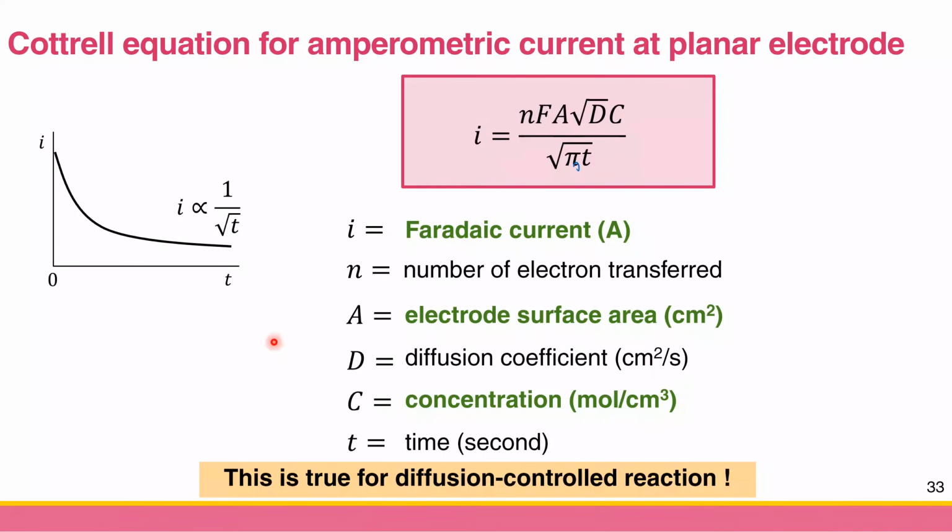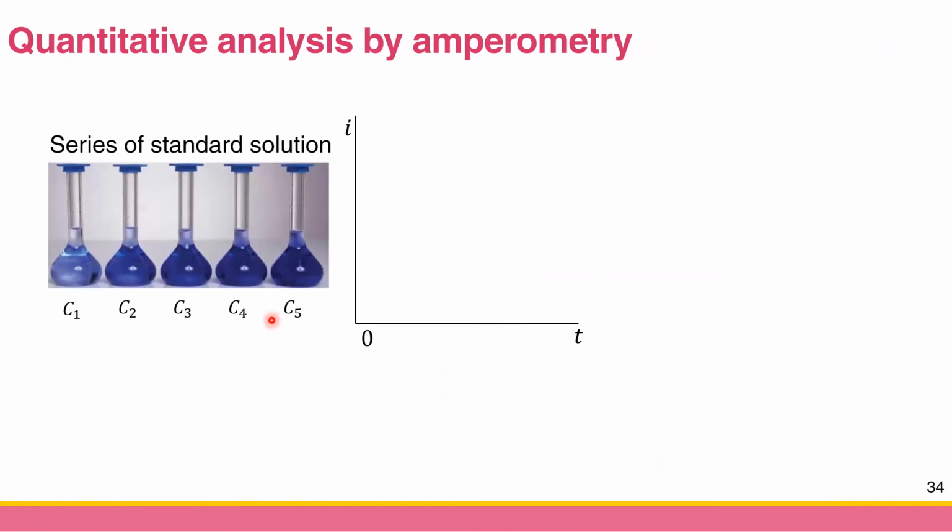How we can perform the electrochemical analysis by amperometry. So let's see. First, you make a series of standard solutions. So maybe 1, 2, 3, 4, 5 millimolar, something like that, of your species. So assume that you prepare 5 concentrations.